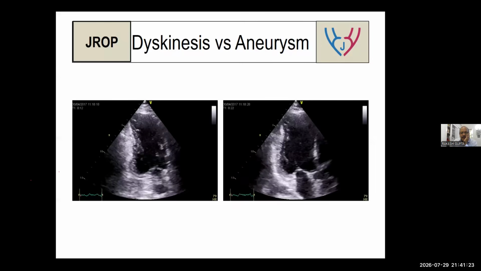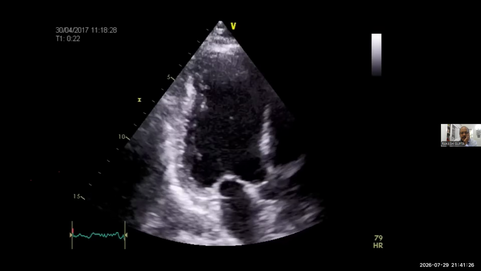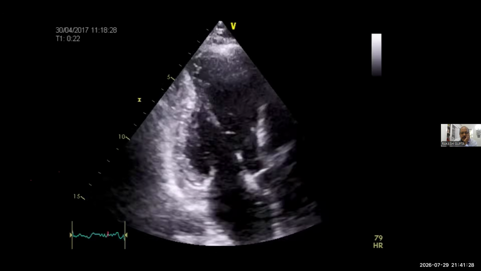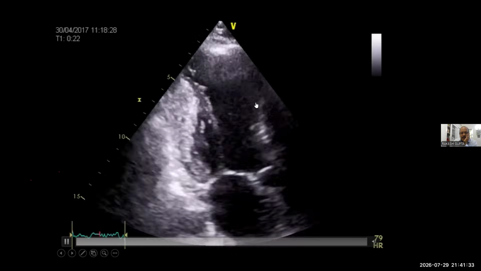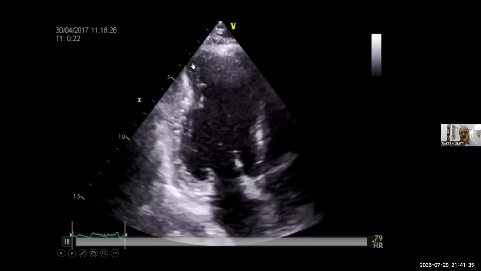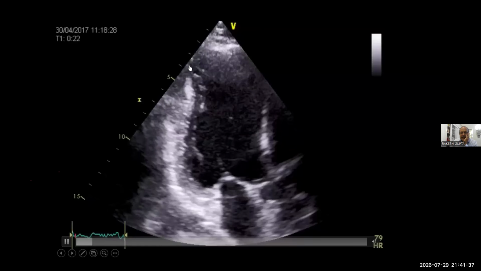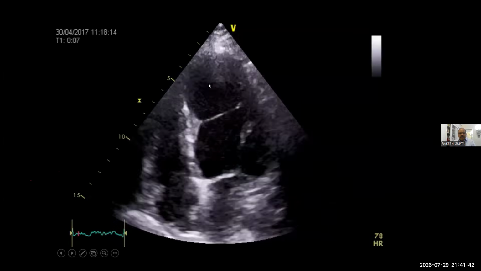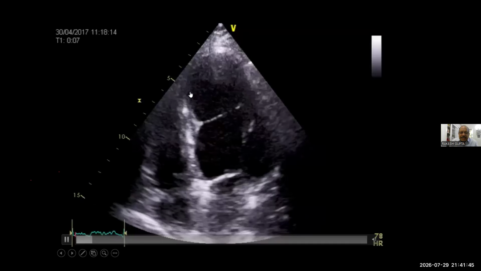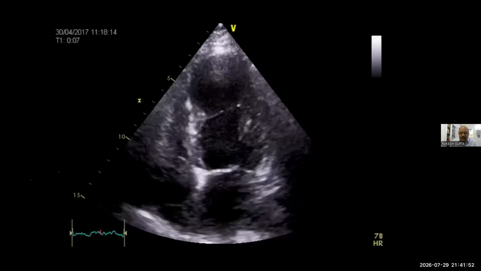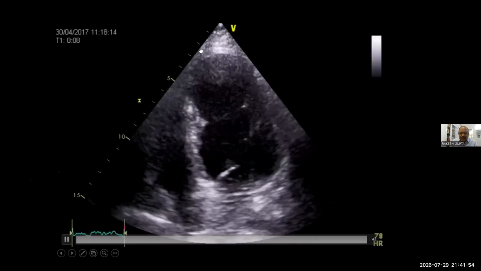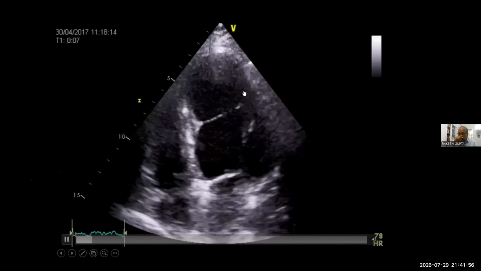Now again, example of three-chamber view. What does it say? The mid-anterior septum over here, along with the apex is akinetic, and sometimes the apex looks like it is again bulging out. This is aneurysm. Look, it's a sac-like structure which is seen both in systole and diastole. Now compare this sac-like structure. Look at this sac-like structure. This is true aneurysm.